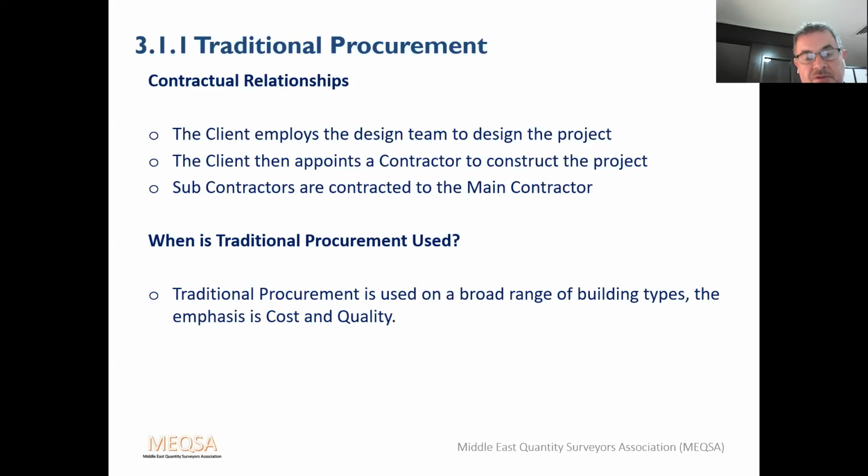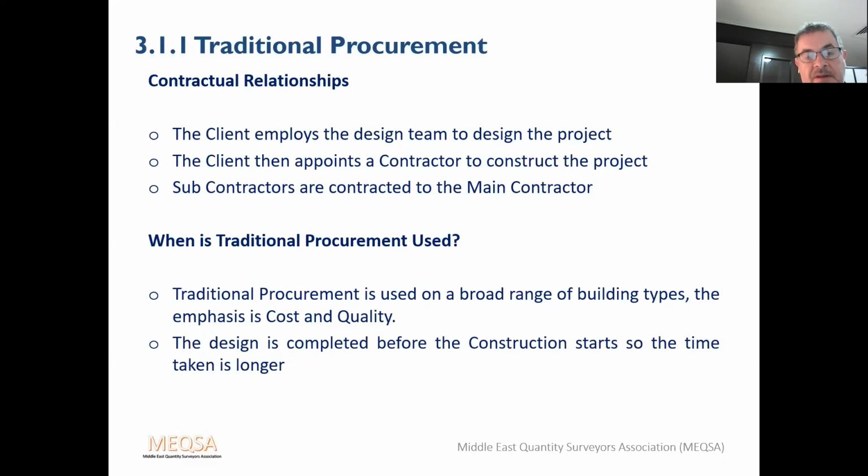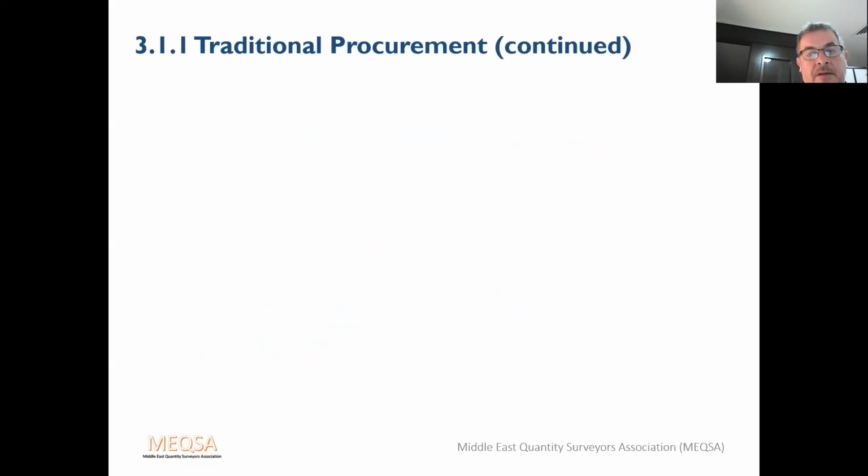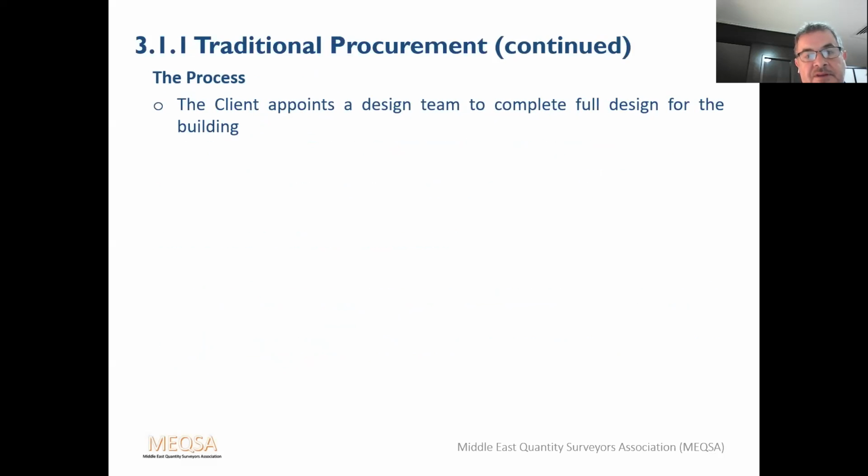The emphasis is cost and quality. The design is completed before the construction starts, so the time taken overall is longer. The process. The client appoints a design team to complete the full design for the building. Now, this is important. In some forms of construction, such as fast track, design and build, management contracting, the project can start on site before the design is complete, which causes risk, obviously.